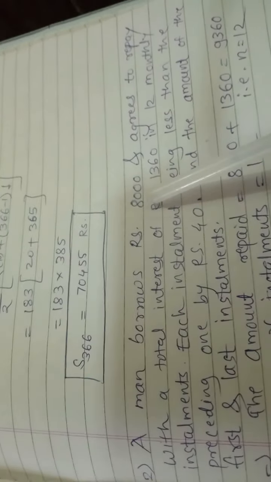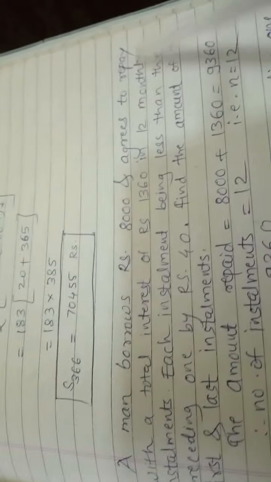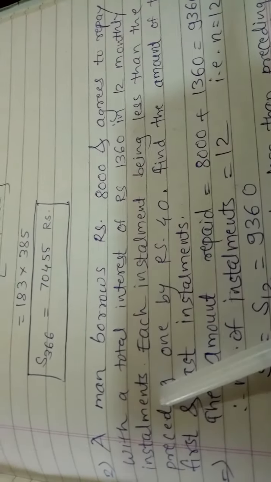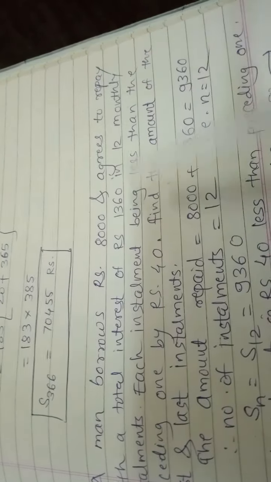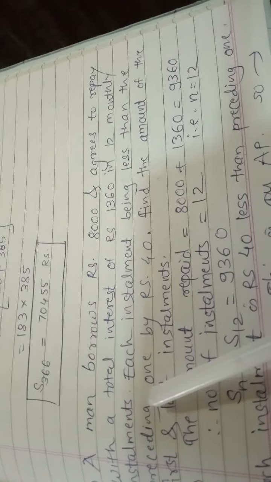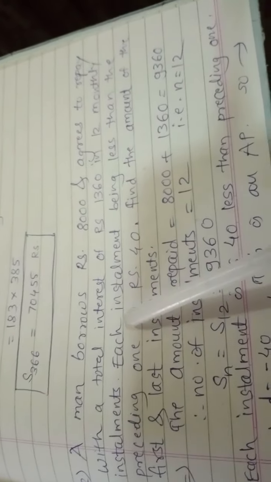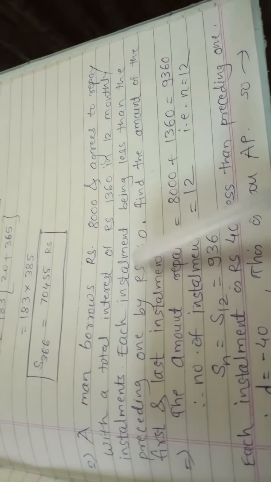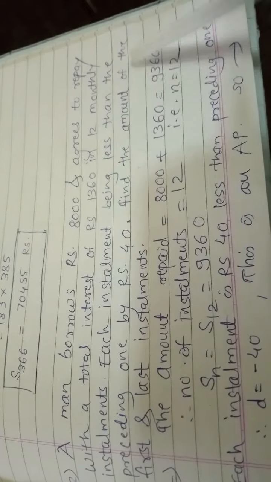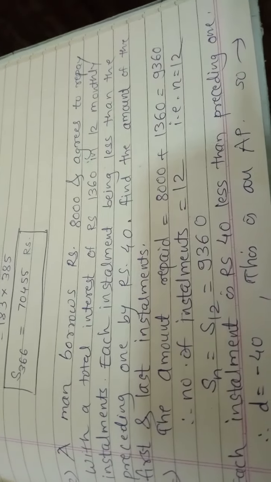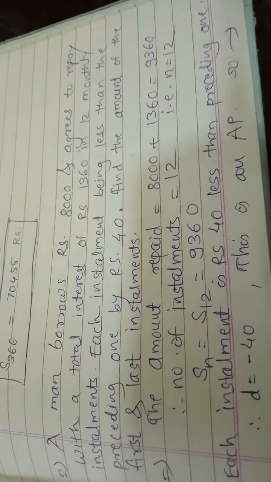Now the second example, a man borrows rupees 8,000 and agrees to repay with the total interest of rupees 1360 in 12 monthly installments. So each installment being less than the preceding one by rupees 40. So find the amount of the first and last installment.